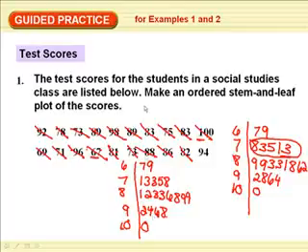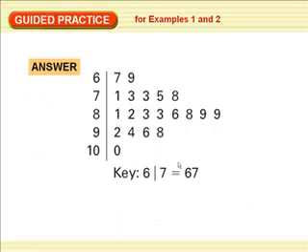So I didn't put a title. I should put up here test scores also. So that's a stem and leaf plot, and an ordered stem and leaf plot. Okay, and then you should, I guess, always make a key on those.